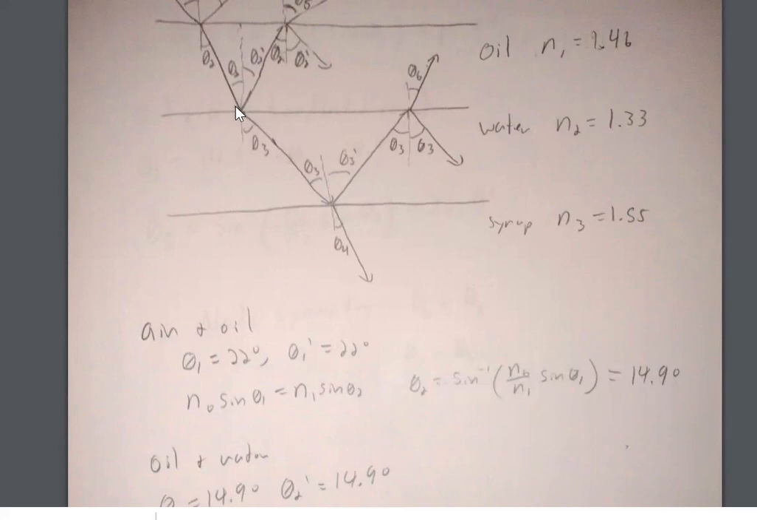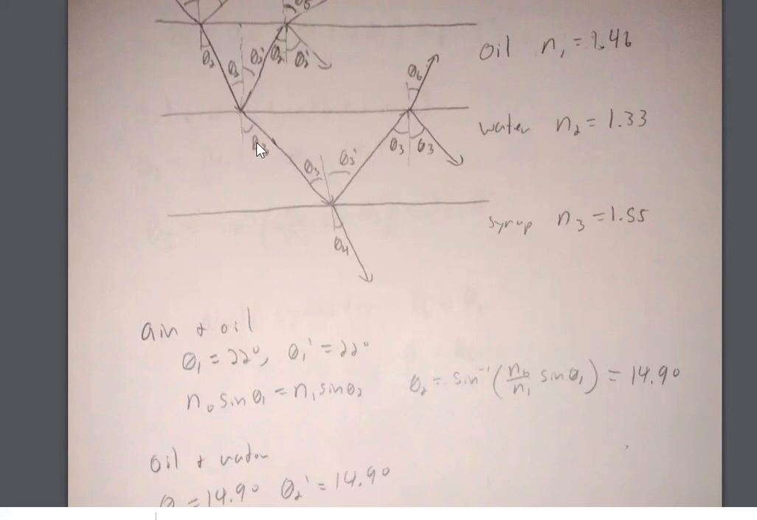We can play the same game between the oil and the water. This refracted angle that we just calculated was θ2. But if we drew this normal down straight, this triangle would be similar to this triangle. So our angle as measured from the normal here is also θ2, so it's also this 14.9 degree angle that we calculated. The reflected angle has to be the same, so the reflected angle is also 14.9 degrees.